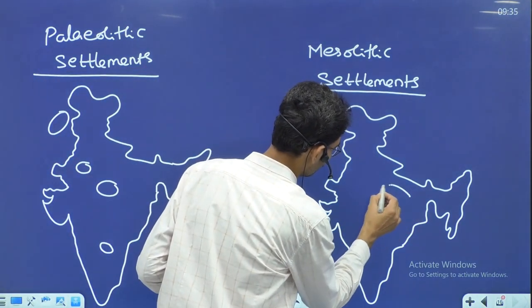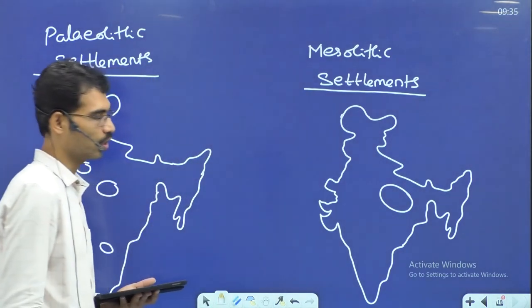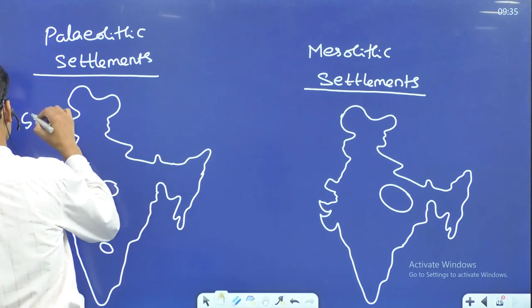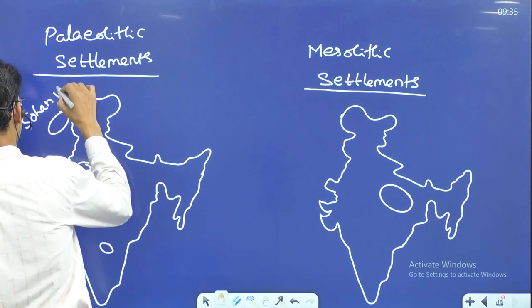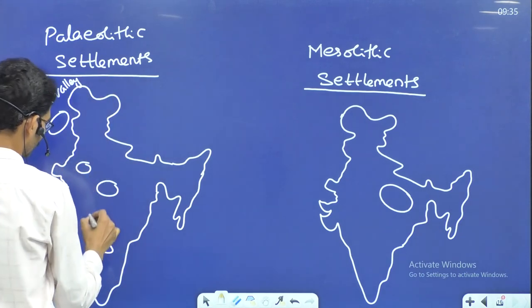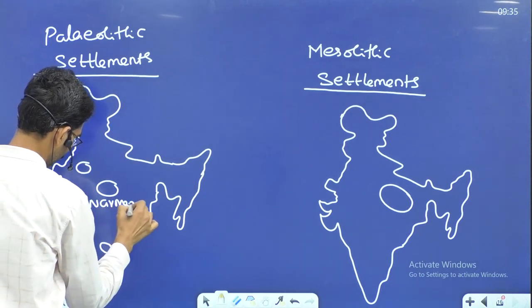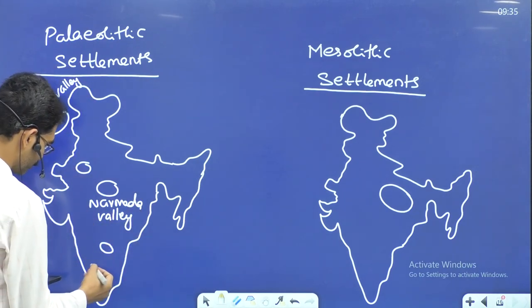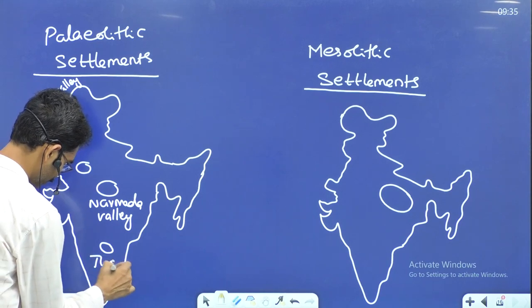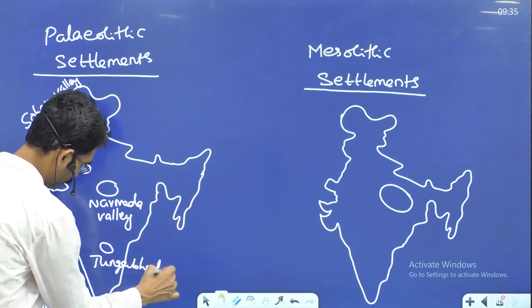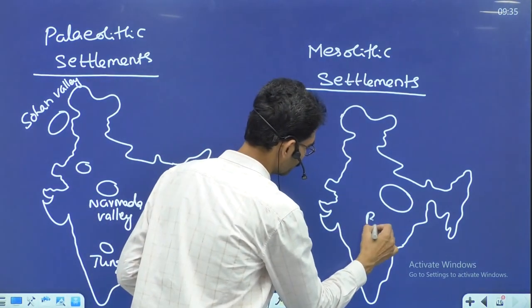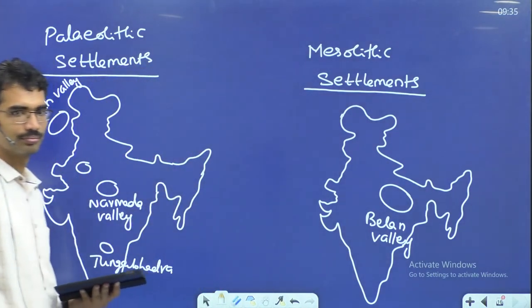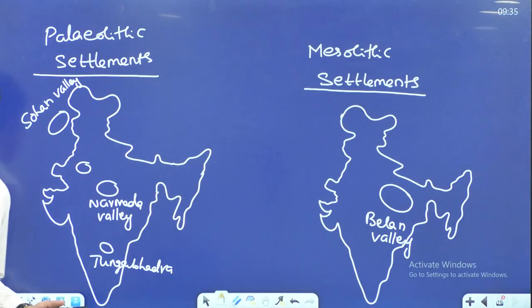when it comes to Mesolithic, major dominant settlements in Belan Valley. Here, Sohan Valley, Narmada Valley, Tungabhadra Valley. Belan Valley.